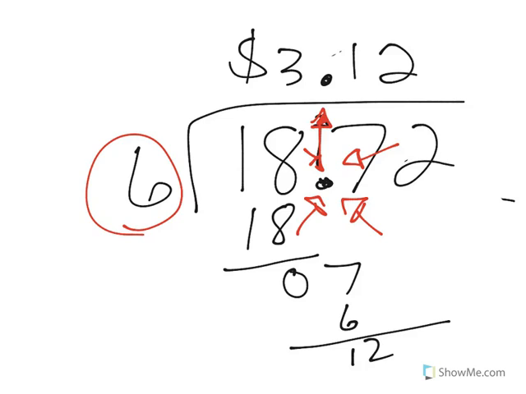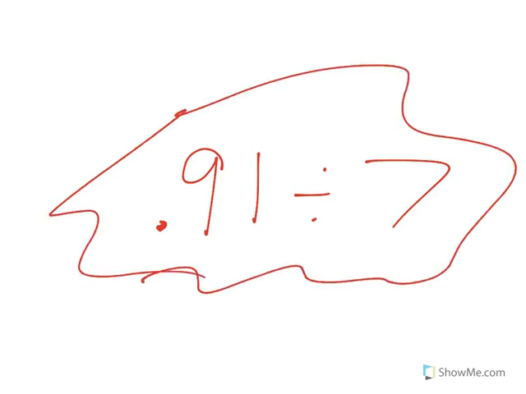I'm going to give you one problem to solve for tomorrow. And this is directly from the book. 0.91, or 91 hundredths, divided by 7. Solve that problem for tomorrow.